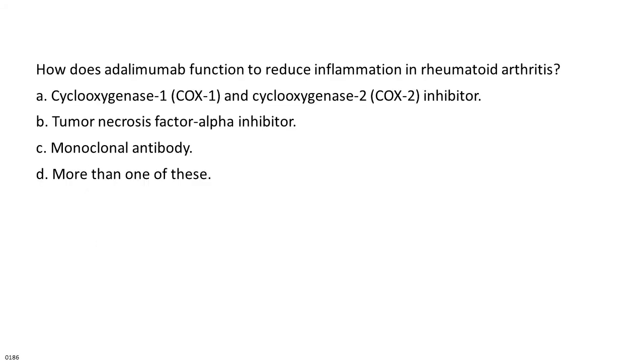How does adalimumab function to reduce inflammation in rheumatoid arthritis? A. Cyclooxygenase 1, COX-1, and cyclooxygenase 2, COX-2, inhibitor. B. Tumor necrosis factor alpha inhibitor. C. Monoclonal antibody. D. More than one of these.